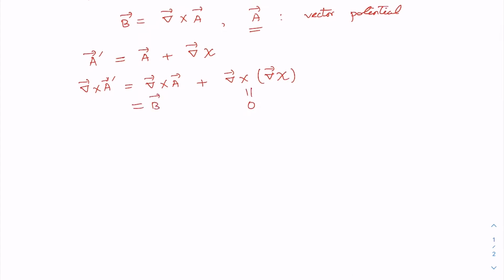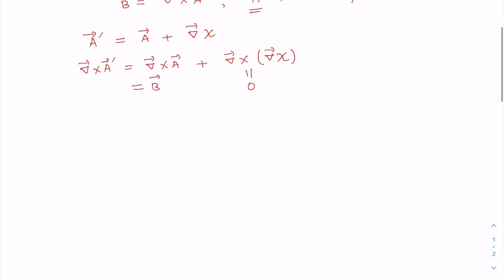So the vector potential is not unique, and this actually helps us to make a choice. We can choose the vector potential such that divergence of A is equal to 0. This choice is known as the Coulomb gauge, and this is going to be very useful for our treatment.